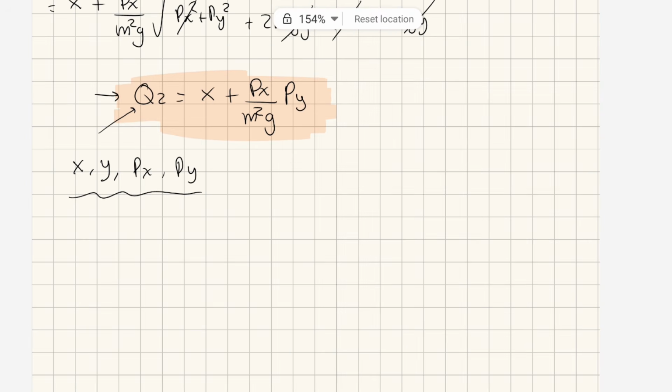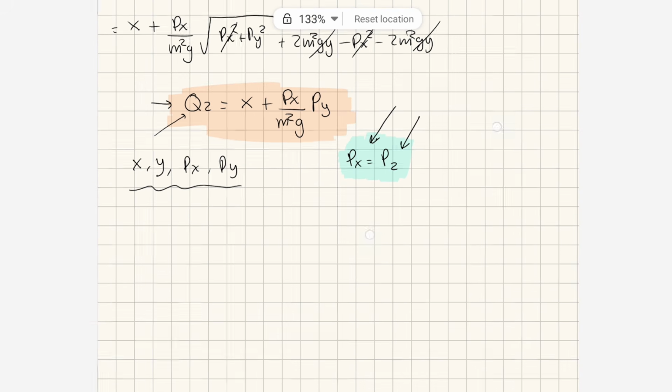Well, by now we already know that px is equal to p2. So this means that, well, this is already an equation of motion. It tells us that the momentum in the x direction is a constant because p2 is a constant. Okay, this is the first solution that we have.